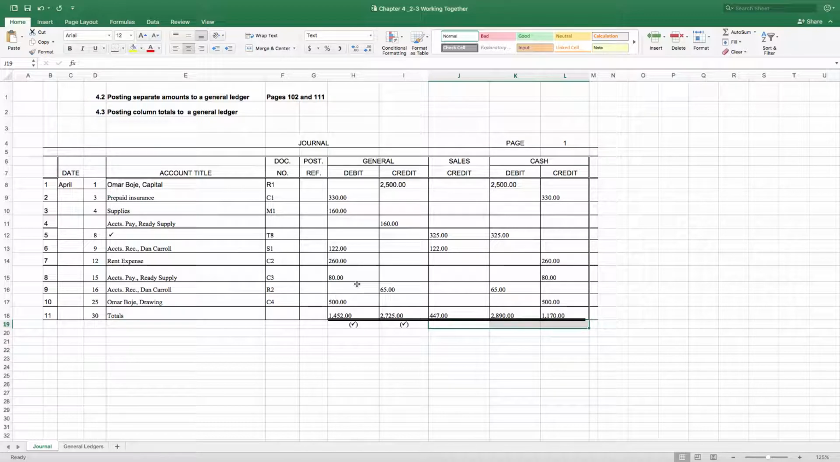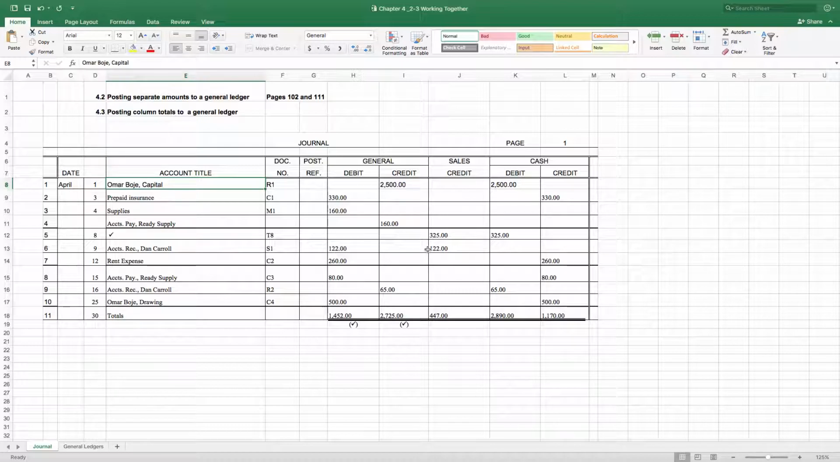Let me explain to you what separate amounts are. Separate amounts are any amounts written or journalized in the general column. If it is journalized in the general column, then there is a corresponding account written in the account title column. Okay? Now, notice 4.3 deals only with column totals.